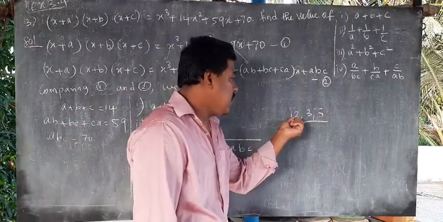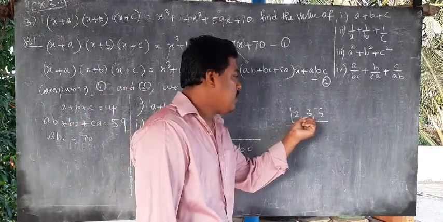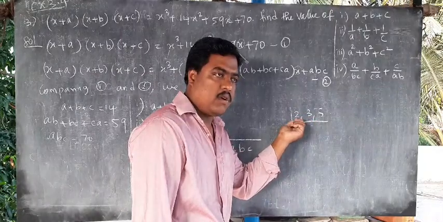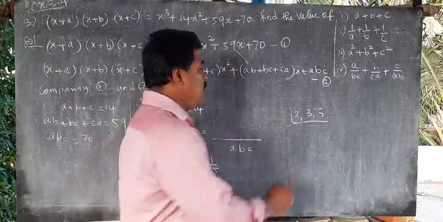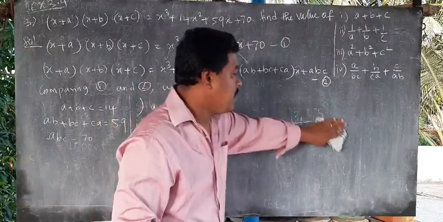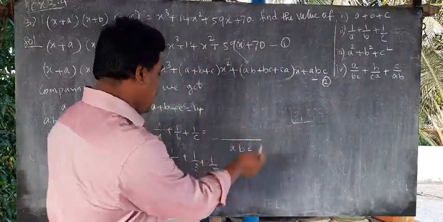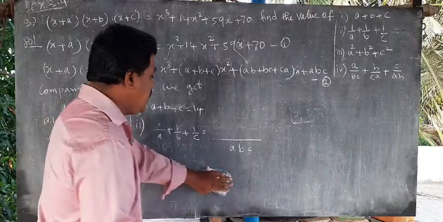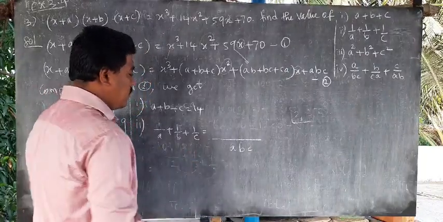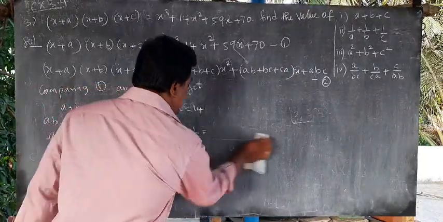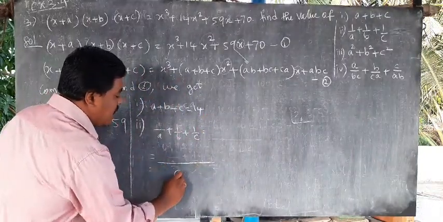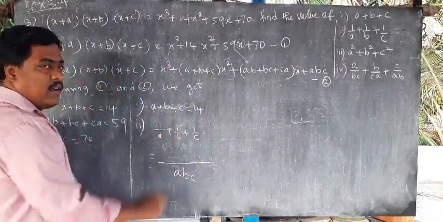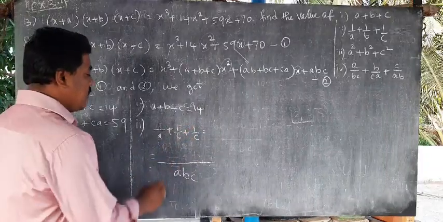Both are prime numbers, right? So like this, the LCM is 2 into 3 into 5, 15. Same thing: A into B into C. Now A into B into C means, what is the numerator? Listen carefully. A, B, C is the LCM for this.